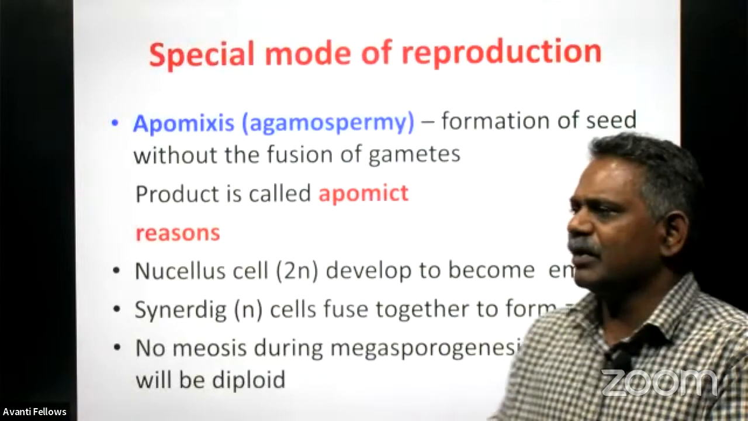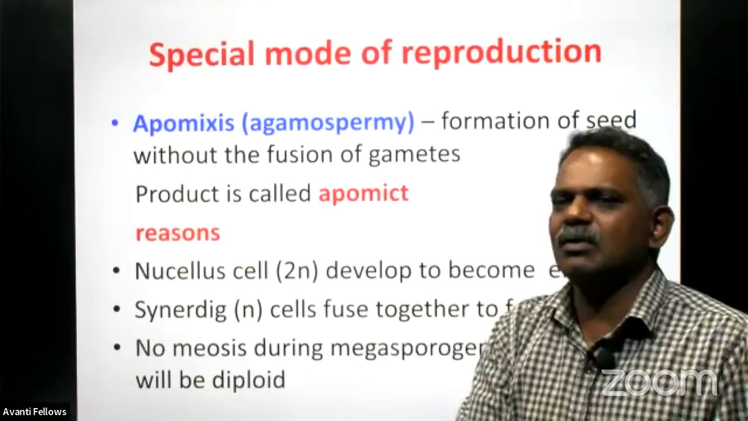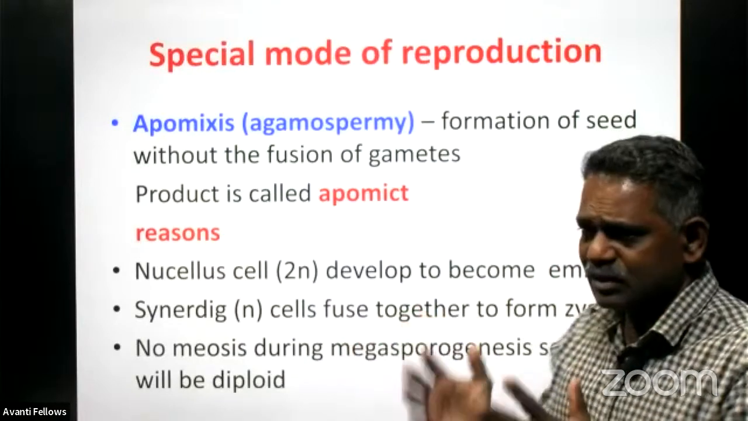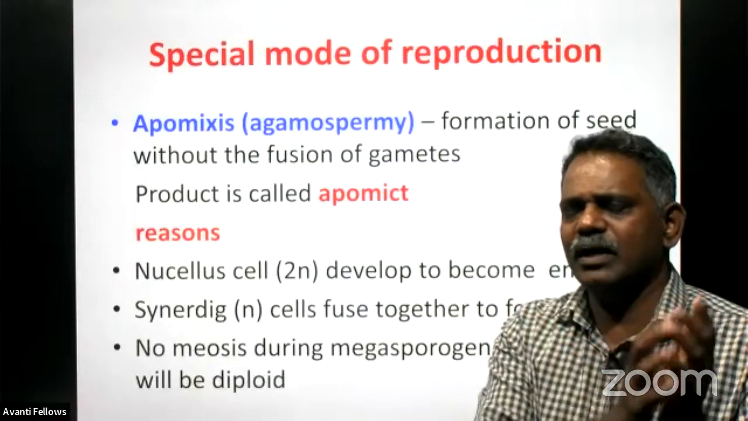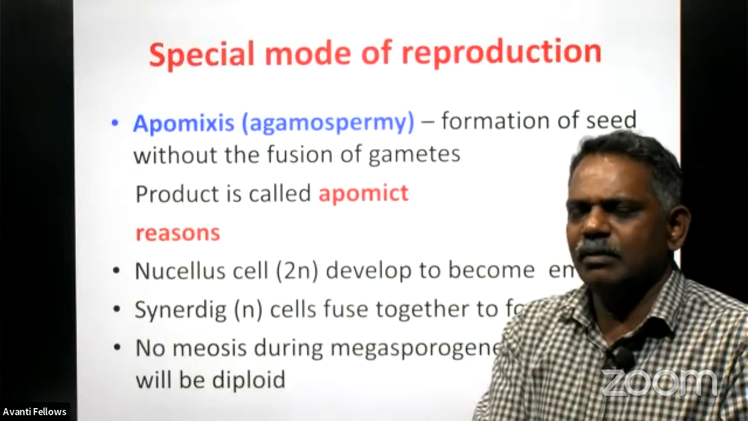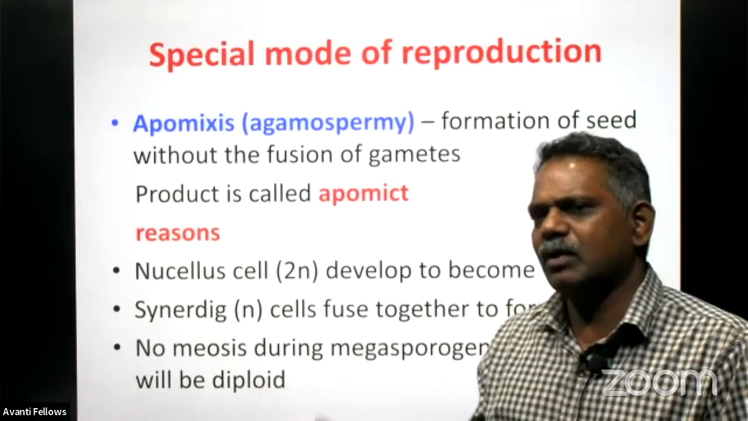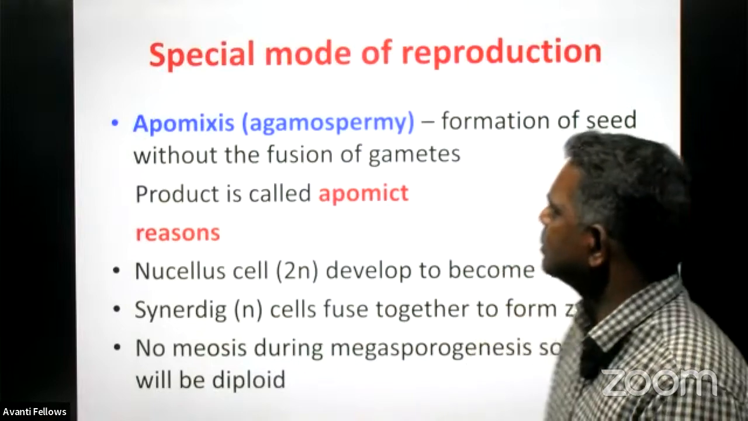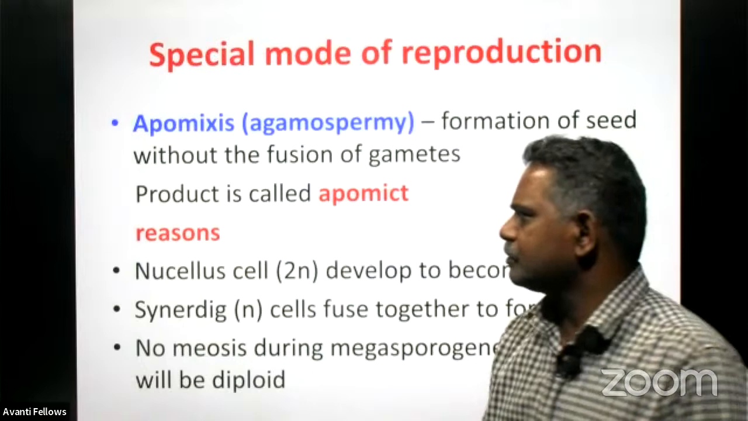Then during fertilization, we have seen two types of fertilization, collectively called as what? Fertilization events. And after fertilization, that is the post-fertilization events, the product of the triple fusion will be converted into endosperm, and the product of syngamy is called as what? Zygote, that develops to become what? The embryo. That is called as what? The embryogenesis. Then come to what? The special mode of reproduction.